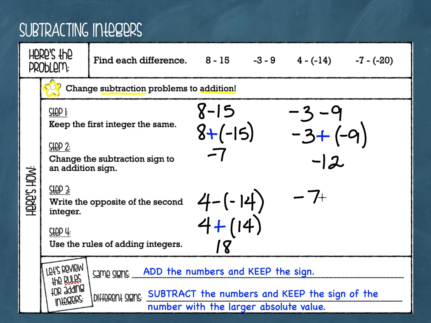My last example is negative 7 minus negative 20. I'm going to keep my first integer the same. Negative 7 just comes down. I'm going to change this minus sign into a plus sign. And the opposite of negative 20 is positive 20. My integers have different signs. I have a negative and a positive, so I subtract them. 20 minus 7 is 13. The one with the larger absolute value is 20, because 20 is a bigger number than 7. Since my 20 was positive, that means my difference will also be positive.